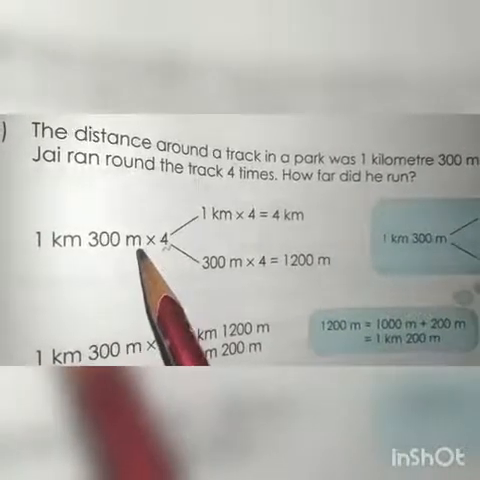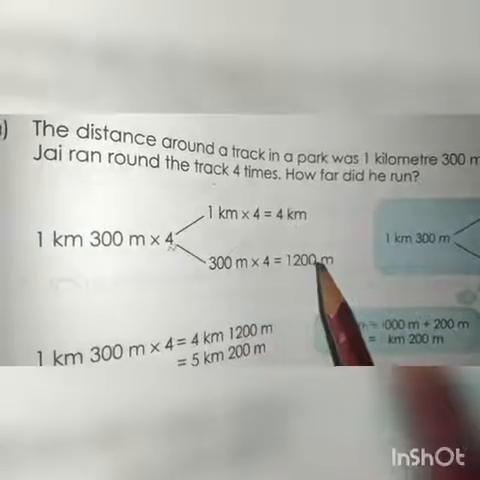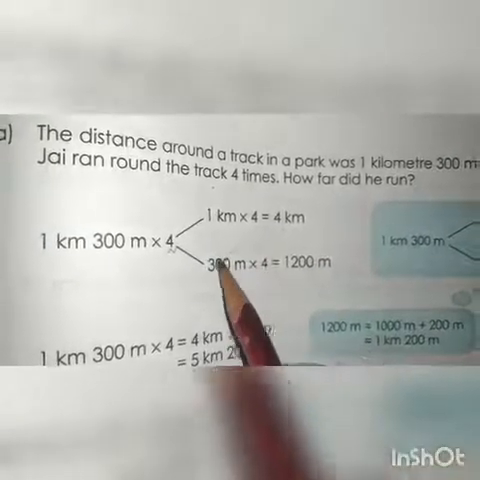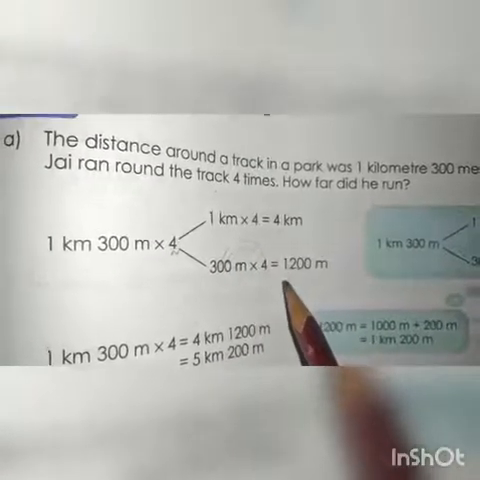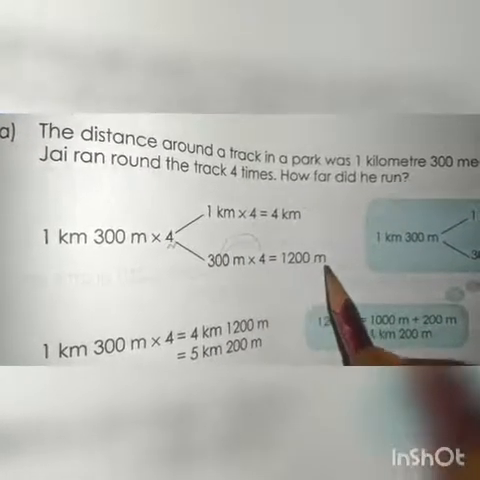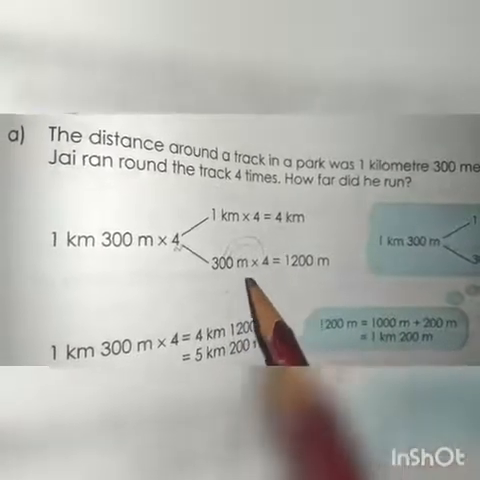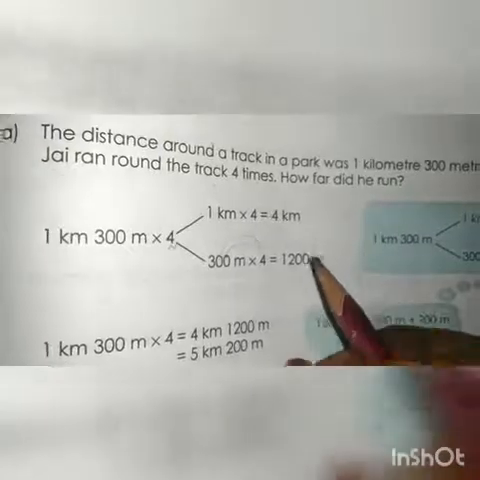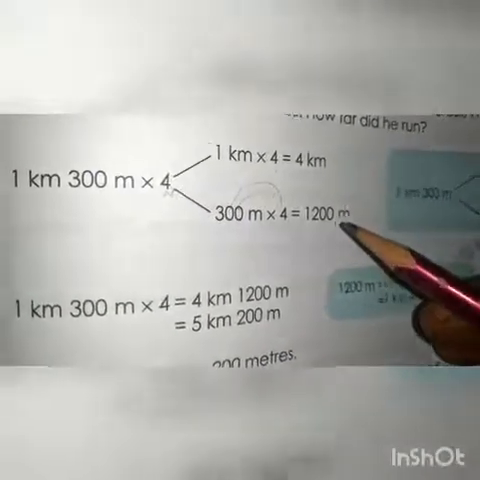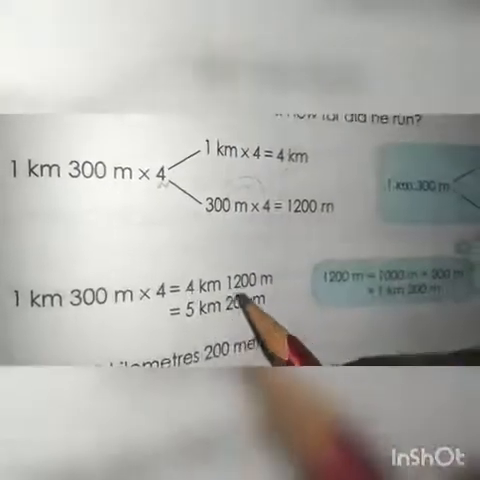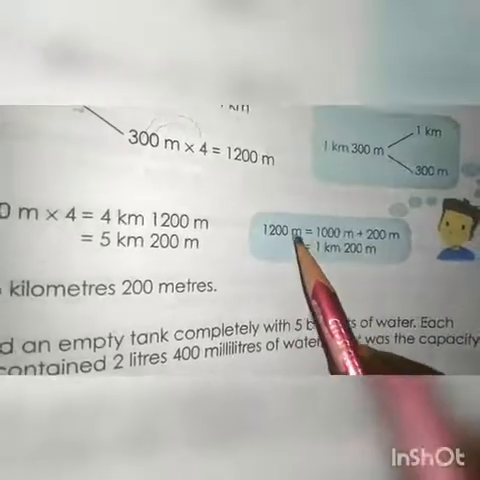Multiply 300 meter with 4. So 4 zeros are 0, again 4 zeros are 0, then 4 3s are 12. Therefore we got 1200 meter by multiplying 300 meter with 4. So we got two answers, right? For this multiplication we got the answer as 4 kilometer 1200 meter.